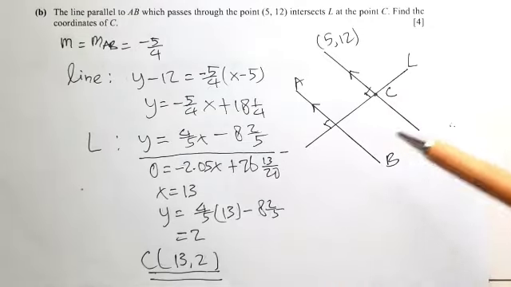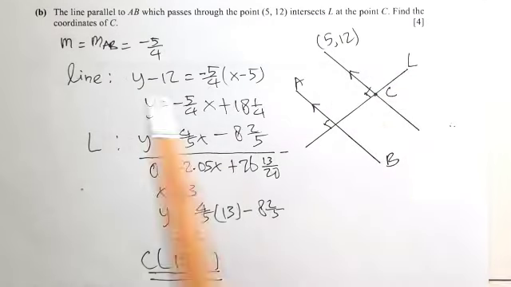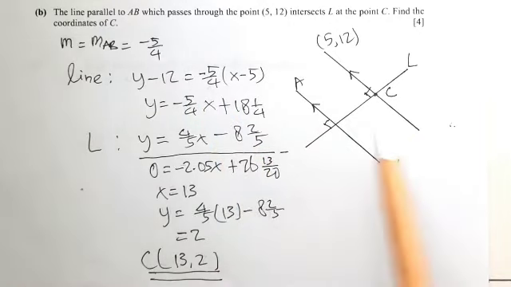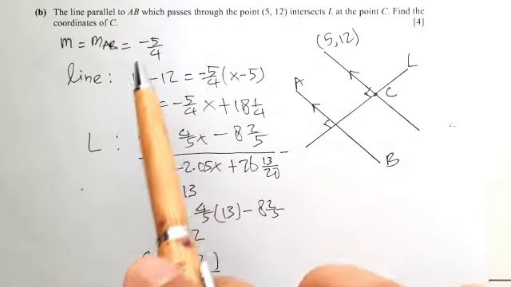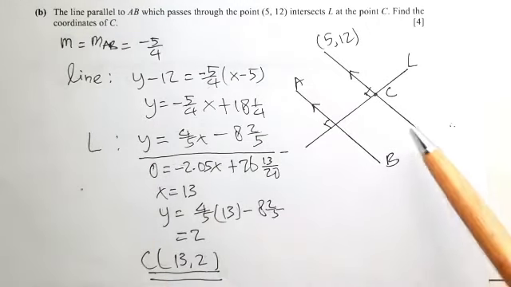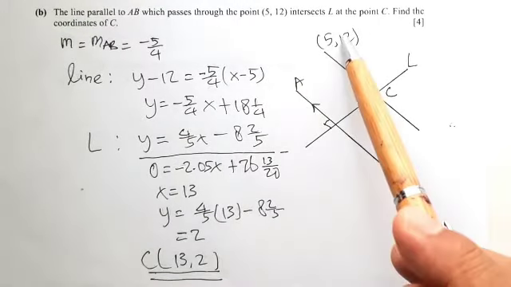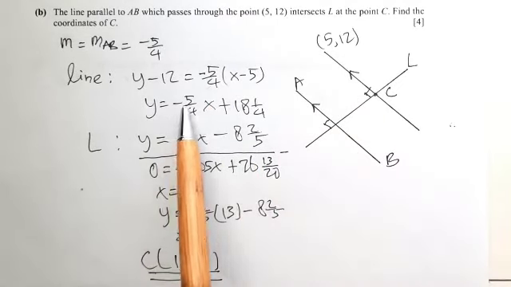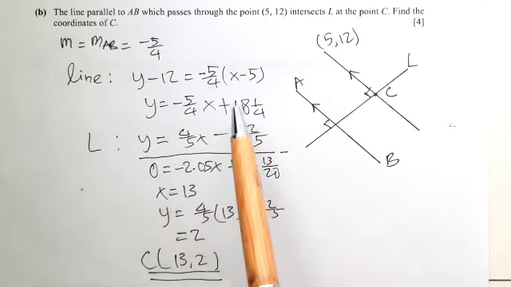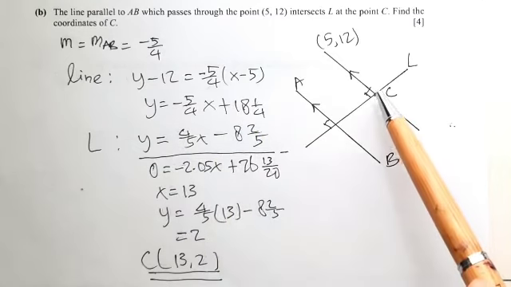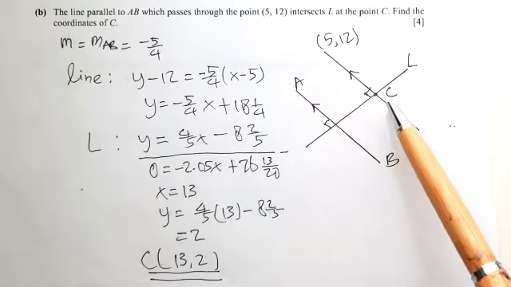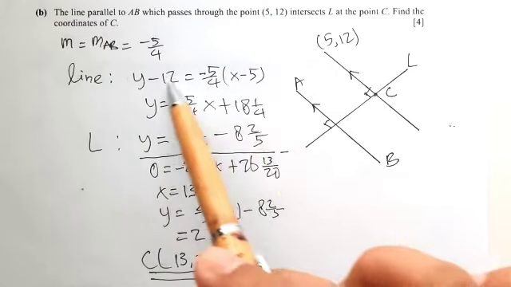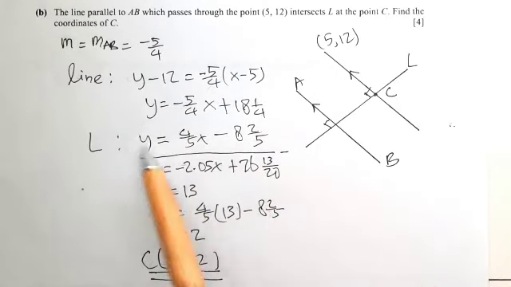Now the slope or gradient of this line equals the slope of line AB, because this line is parallel to line AB. Thus the slope of this line is minus 5 over 4. Thus the equation of this line is y minus 12 equals minus 5 over 4 times (x minus 5). That is y equals minus 5 over 4 x plus 18 1 over 4. To find the coordinate of C, we solve simultaneously the equation of this line and the equation of line L.